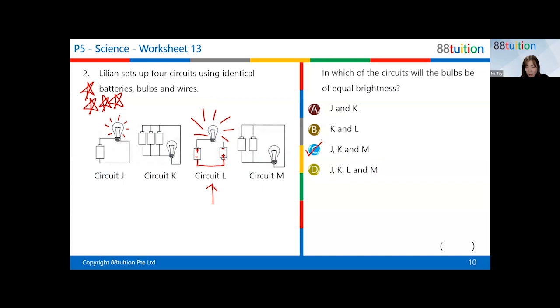Okay, so the answer is C. Can y'all see that? Okay, so this is going to be the same brightness as the J.